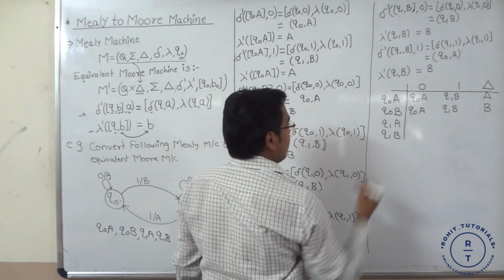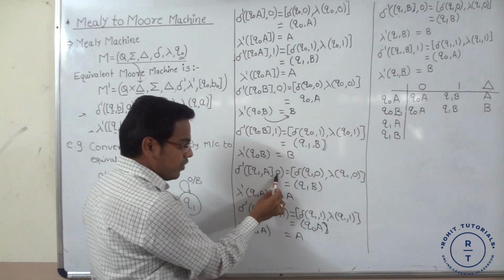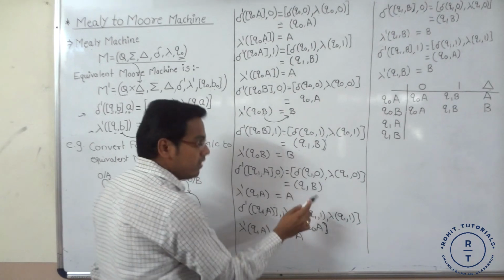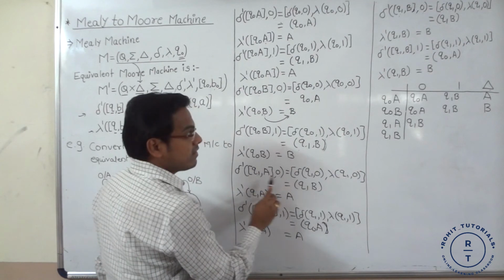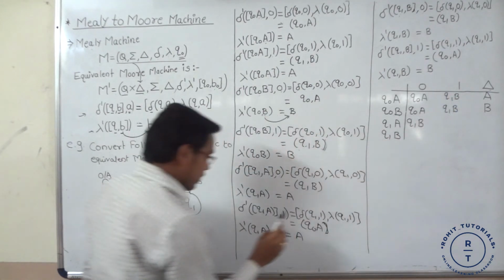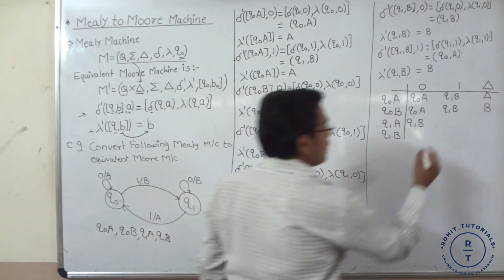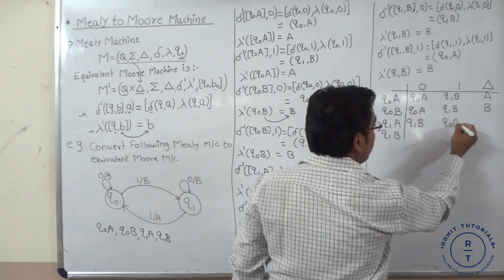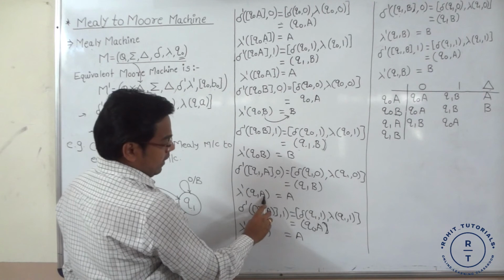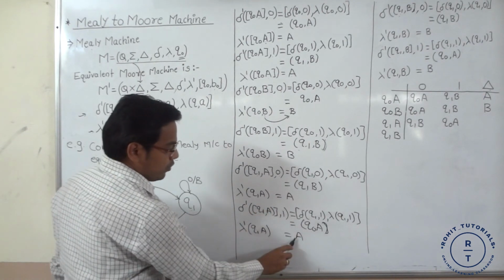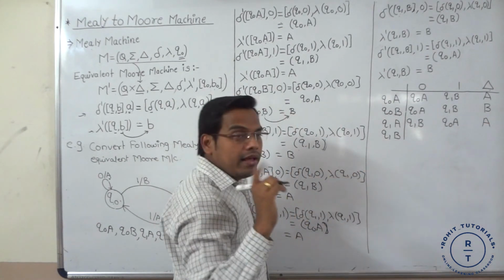Next is Q1A. Q1A state, when 0 occurs, it goes to Q1B. Q1A state, when 1 occurs, it goes to Q0A. At Q1A, the output is A. Here the output is represented by capital A.